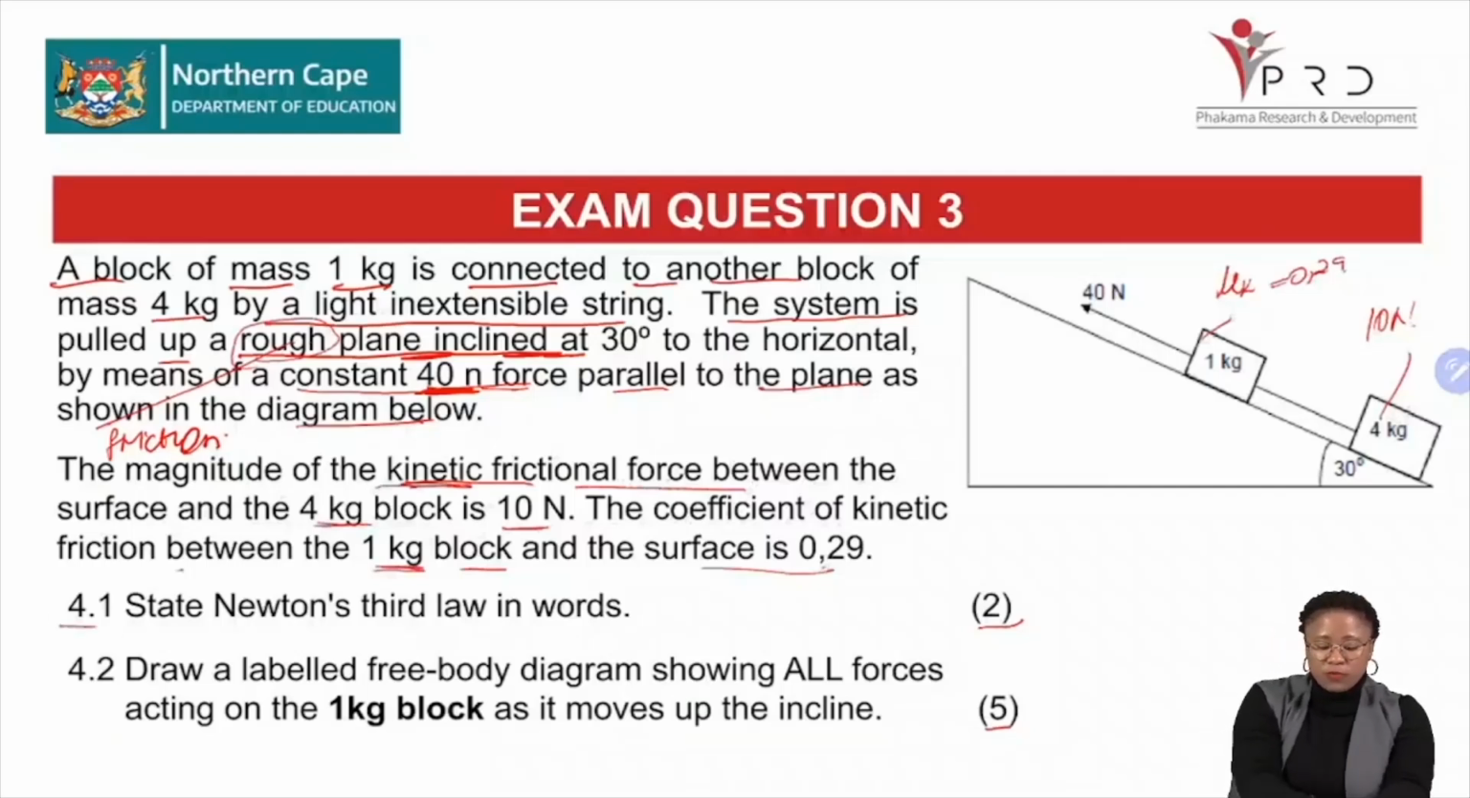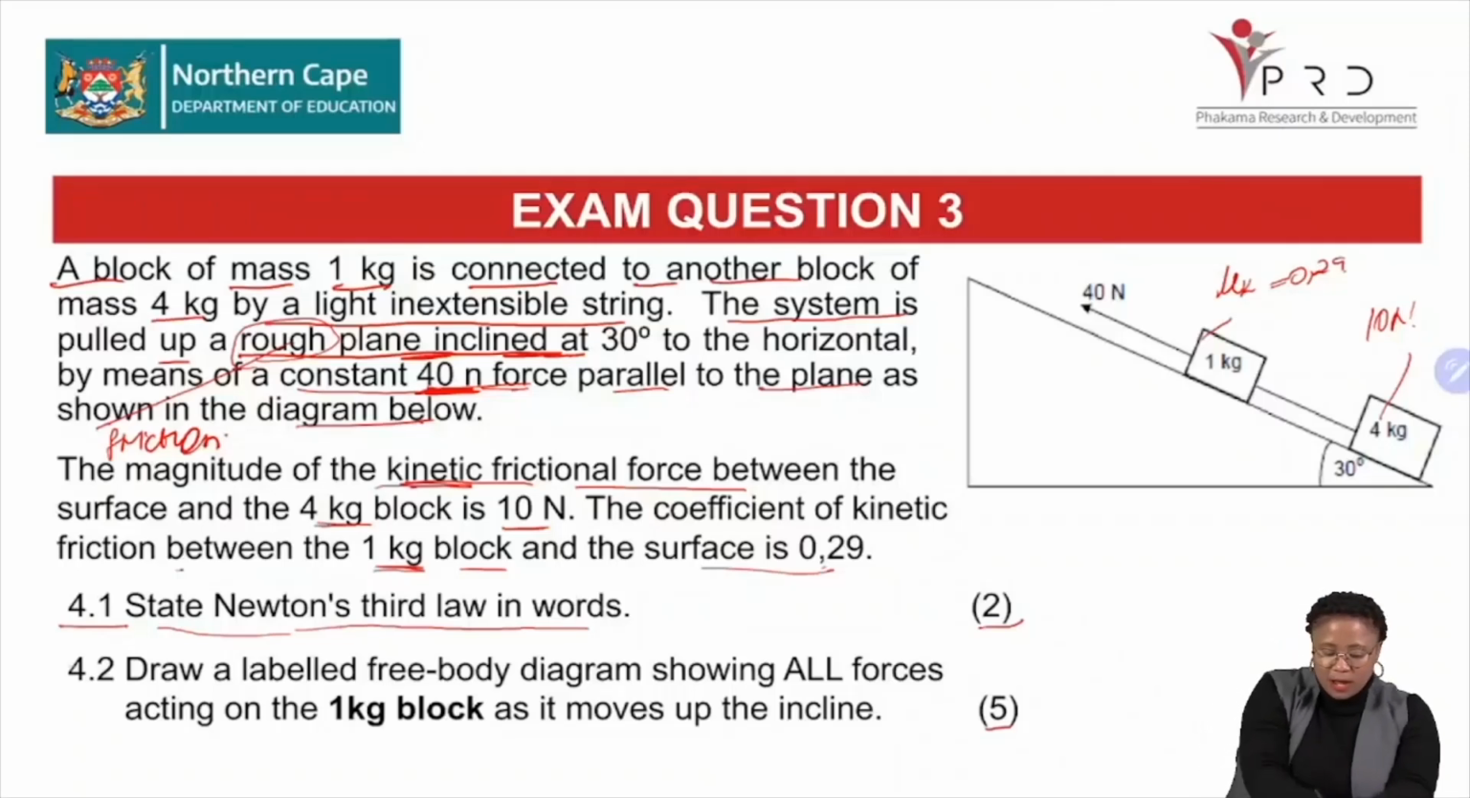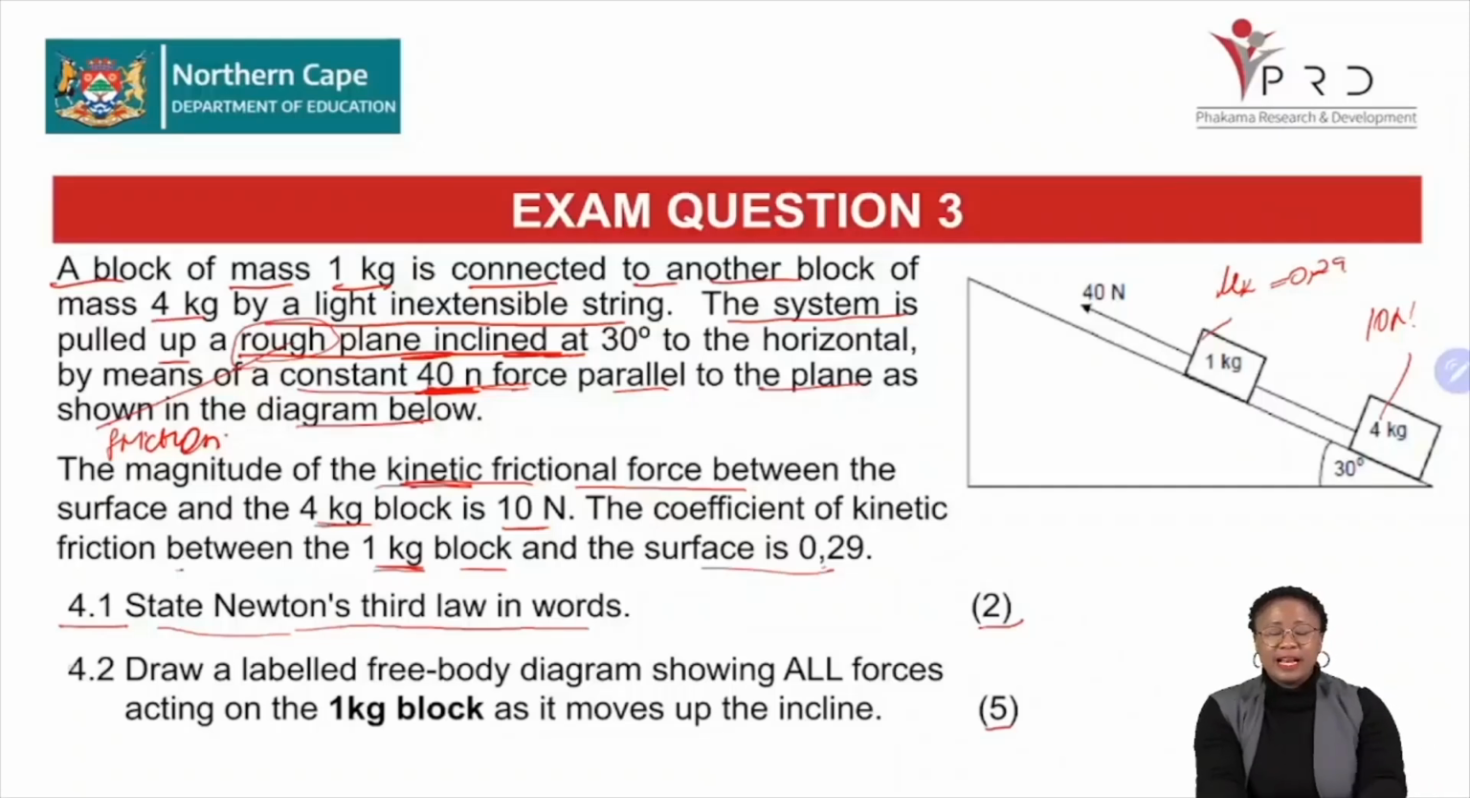Then they say to us 4.1, state Newton's third law in words. Remember, you need to know how to define Newton's first, second, third. I know with this one you got it correct. When object A exerts a force on object B, object B will simultaneously exert a force of equal magnitude in the opposite direction on object A. I hope we got it correct, guys. And remember, your definitions must be according to the exam guideline.